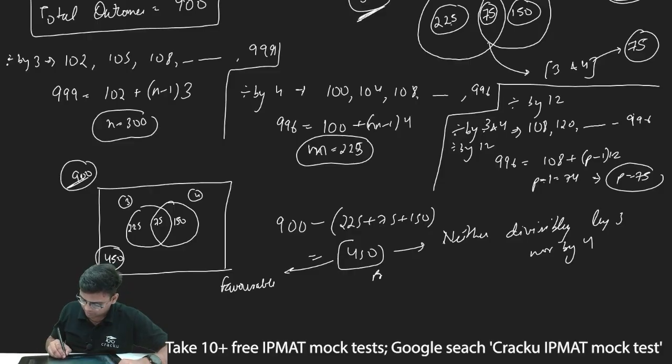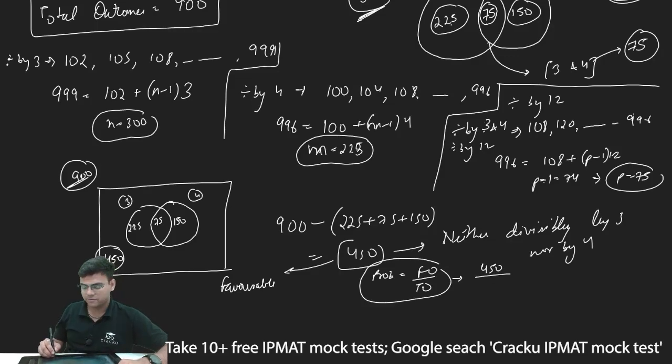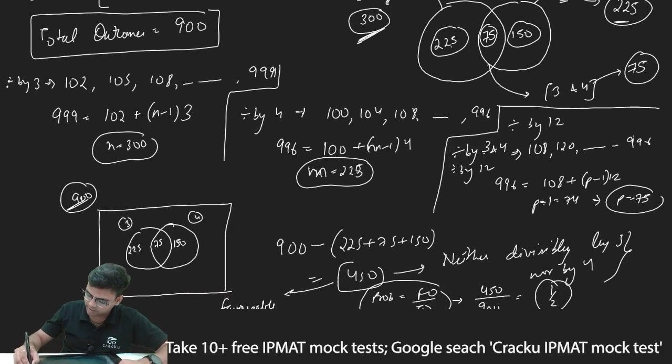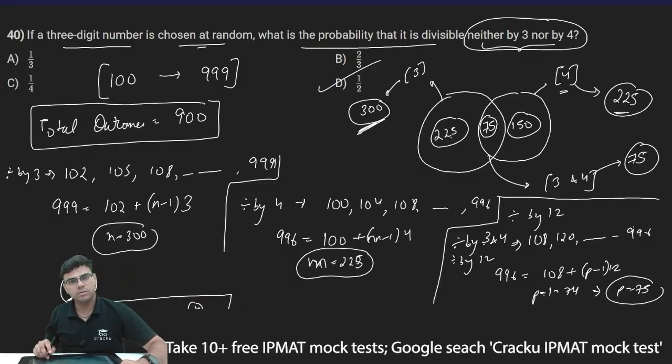What is probability? Probability is favorable outcomes divided by the total outcomes. What are the favorable outcomes? It is 450. And what is the total number of outcomes? It is 900. So 450 divided by 900 is 1 by 2. Thus the probability of any 3-digit number which is neither divisible by 3 nor by 4 is 1 by 2, and therefore I can say option D, which is 1 by 2, is the correct answer.